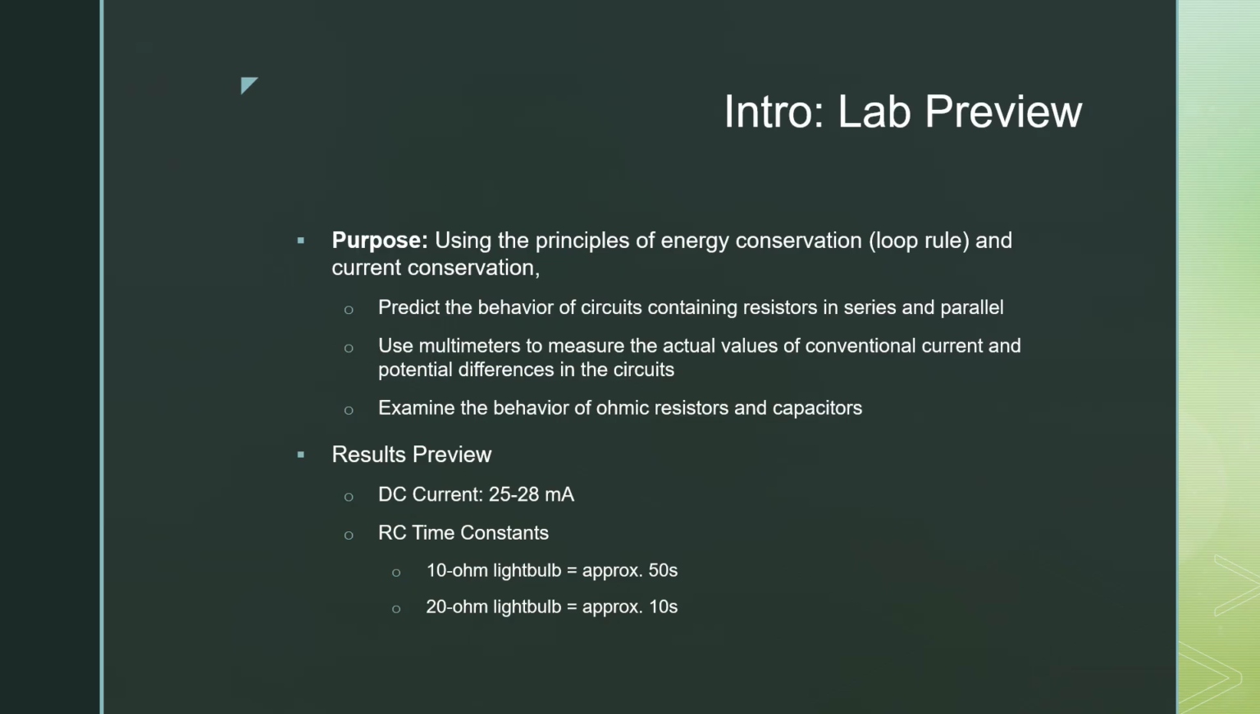The purpose of this lab was to predict and measure the behavior of circuits using energy and current conservation principles, test Ohm's law, and examine resistors and capacitors. For our results preview, the DC current was about 25 to 28 milliamps. The RC time constants were, for the 10 ohm bulb, about 50 seconds, and for the 20 ohm bulb, about 10 seconds.